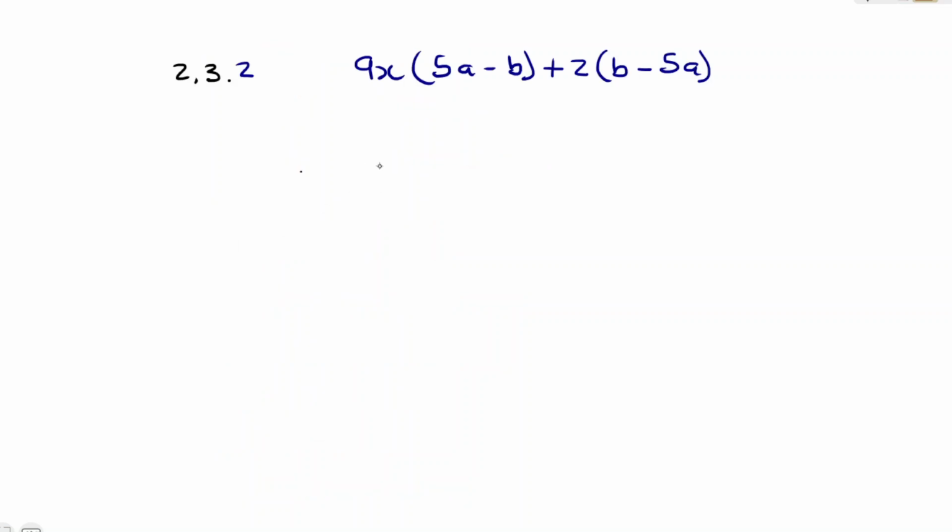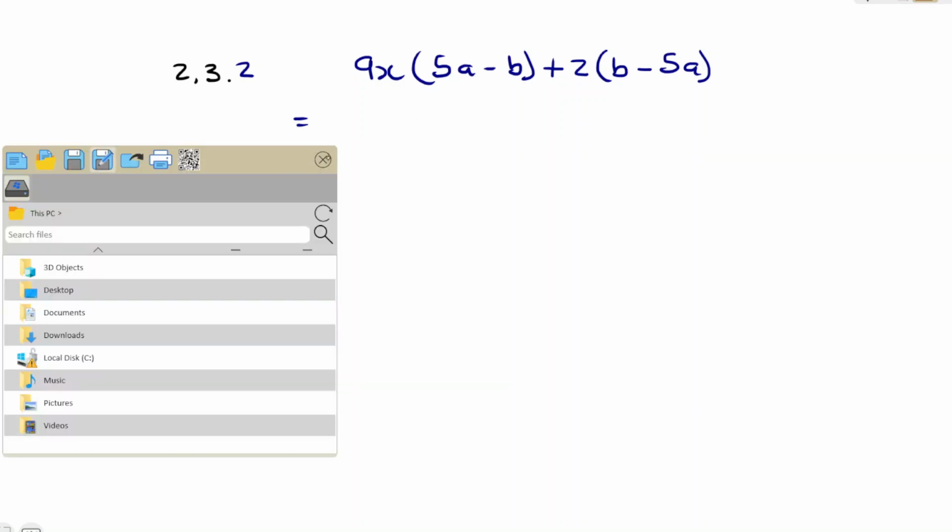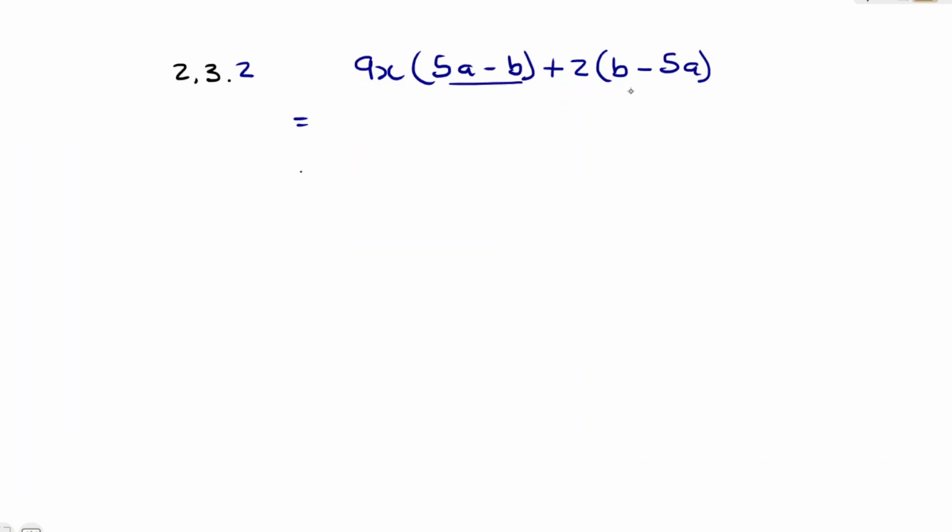Okay, now let us solve 2.3.2. So you have 9x multiplied by 5a minus b plus 2 times b minus 5a. So we have to factorize this one. Now, before we factorize this one, the value that is inside the bracket, which is 5a minus b, must be the same as that value in the second bracket. If you look at the first bracket, it is 5a minus b, but in the second bracket it is b minus 5a. So we have to change the second bracket to become 5a minus b.